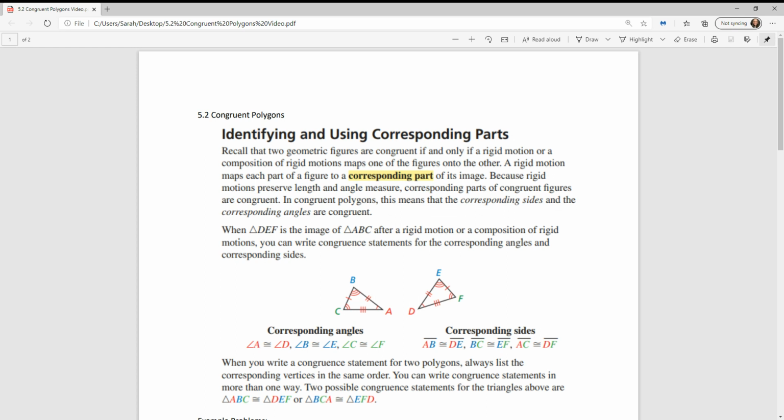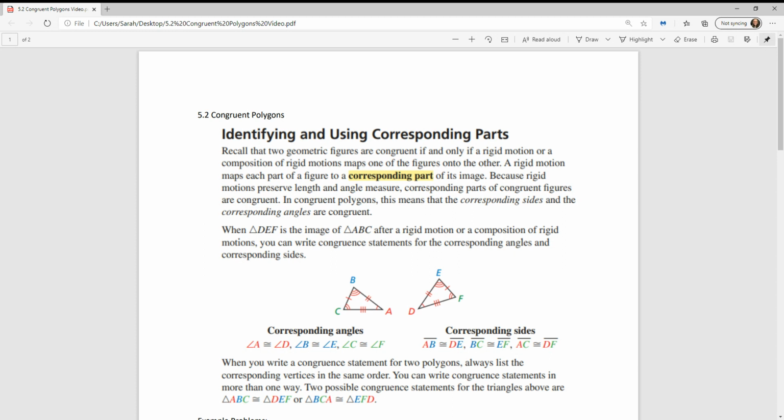Hello, today we're going to focus on corresponding parts of congruent polygons. So we know from things that we did in chapter 4 that if we can transform one polygon into another by doing things like translations, rotations, reflections, if we can map the pre-image onto the image, we can see that we have two congruent polygons. We were more focused on the moves to get one polygon to another in the last chapter. Today we're going to be focusing on which parts of two congruent polygons are congruent to each other.